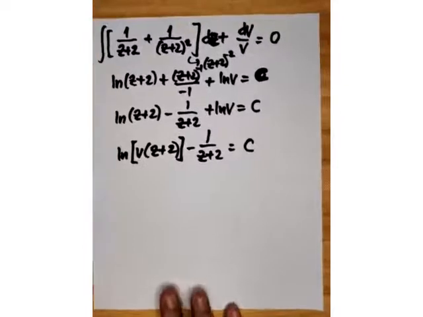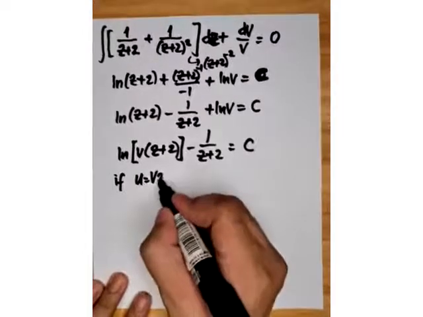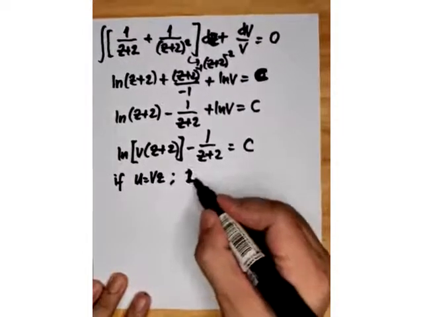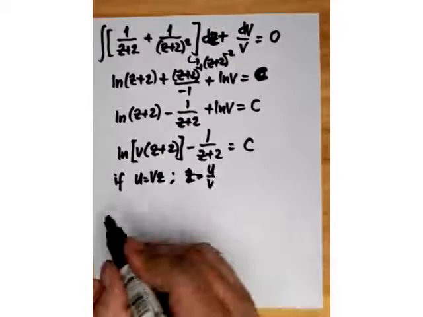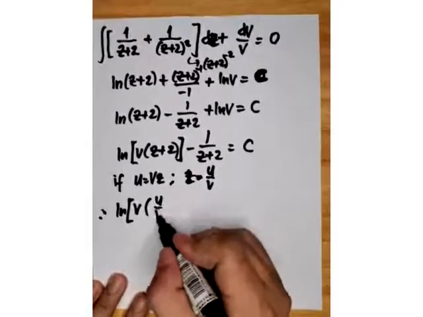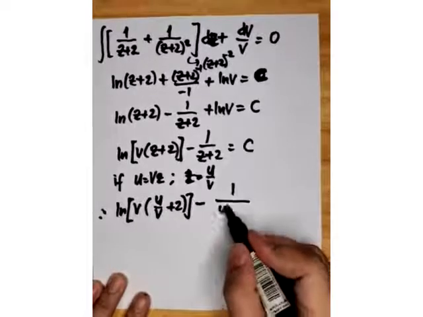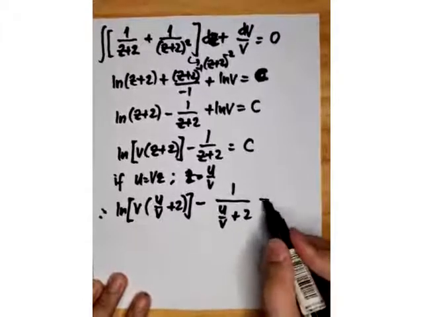Pero, wala pang traces ng x and y. So, kailangan ibalik muna natin siya sa x and y. Pero syempre, bago tayo makapunta sa x and y, kailangan muna nating palitan yung z ng u and v. Because if u is equal to vz, di ba? z is equal to u over v. So therefore, ln of v times u over v plus 2 minus 1 over u over v plus 2 is equal to c.